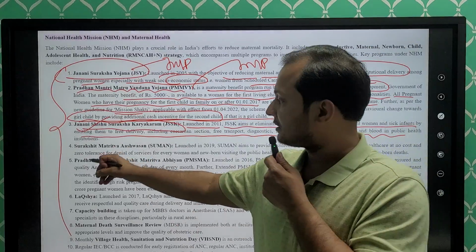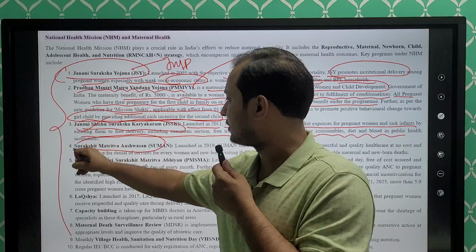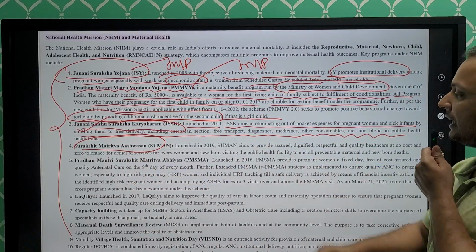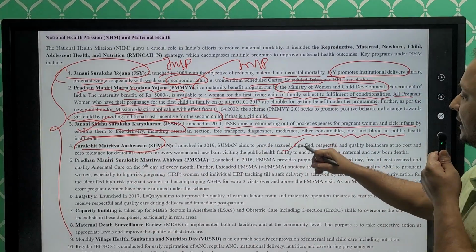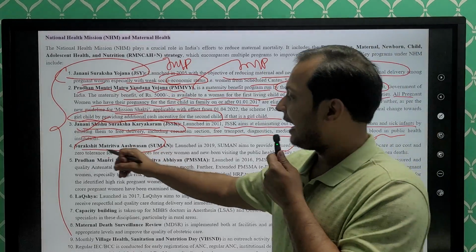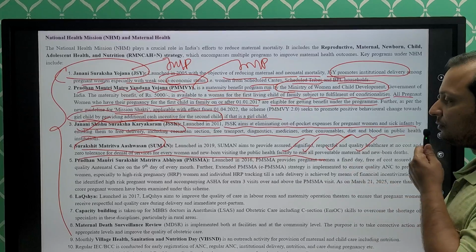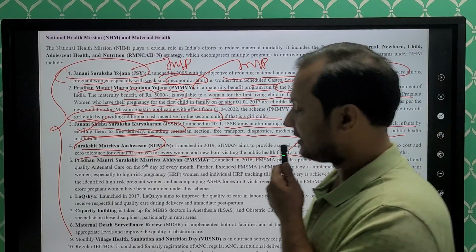Next is Surakshit Matritva Aashwasan, the Suman scheme. Okay, this was basically launched in 2019. Suman provides assured, dignified, respectful, quality healthcare at no cost and zero tolerance for denial of services for every woman and newborn visiting the public health facility.